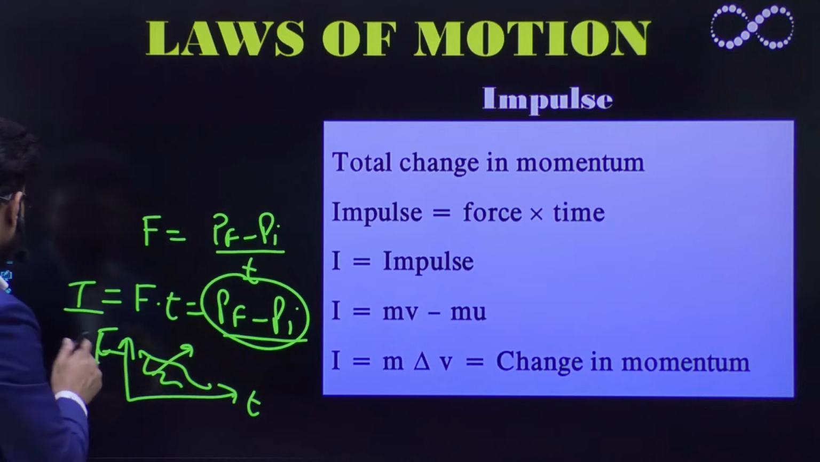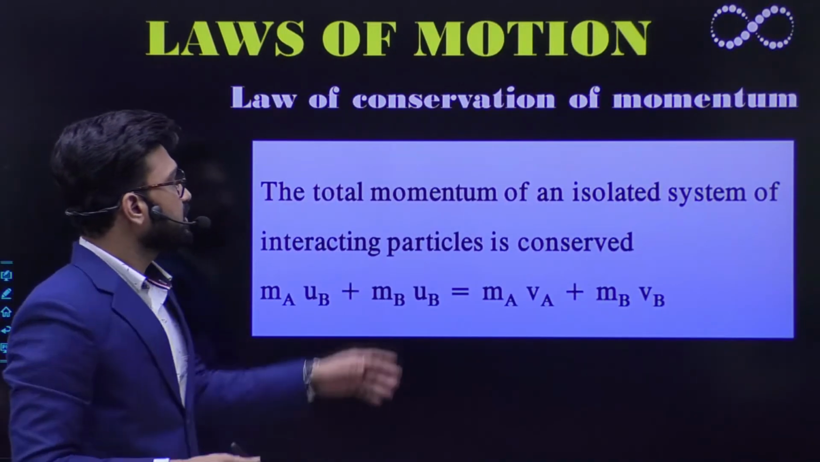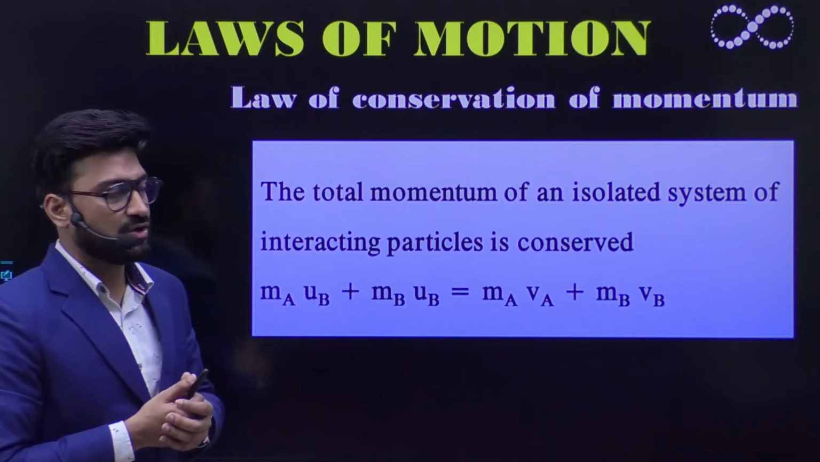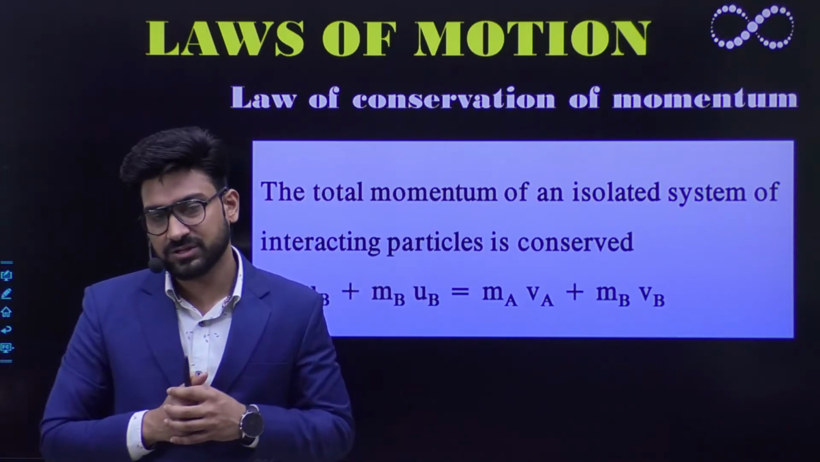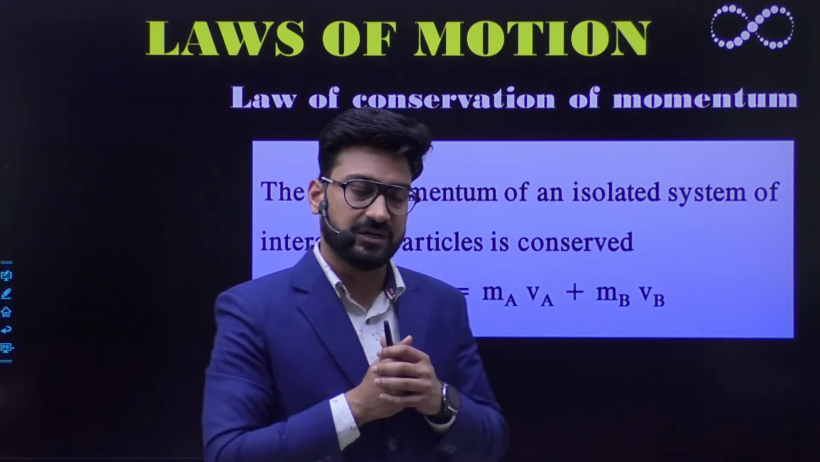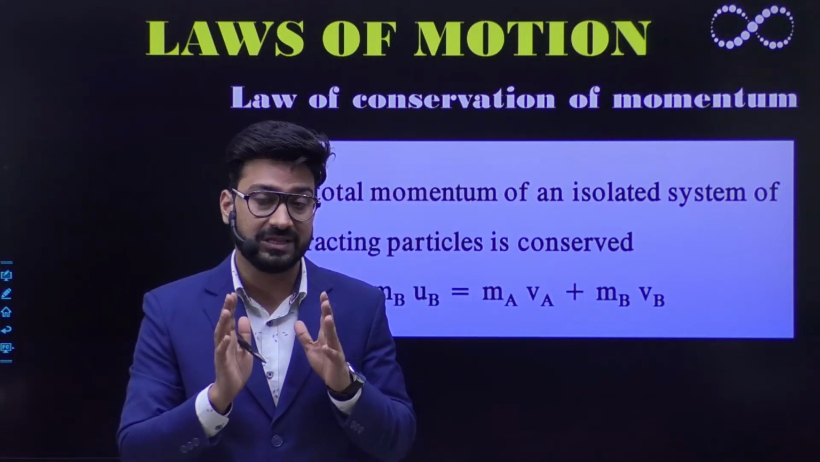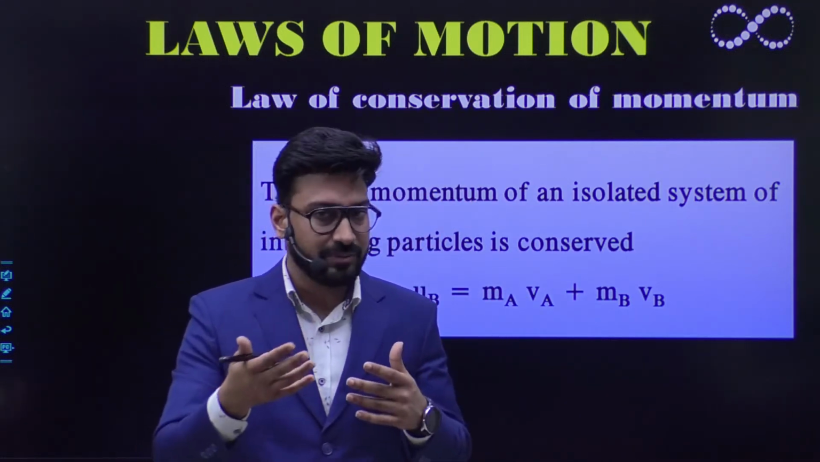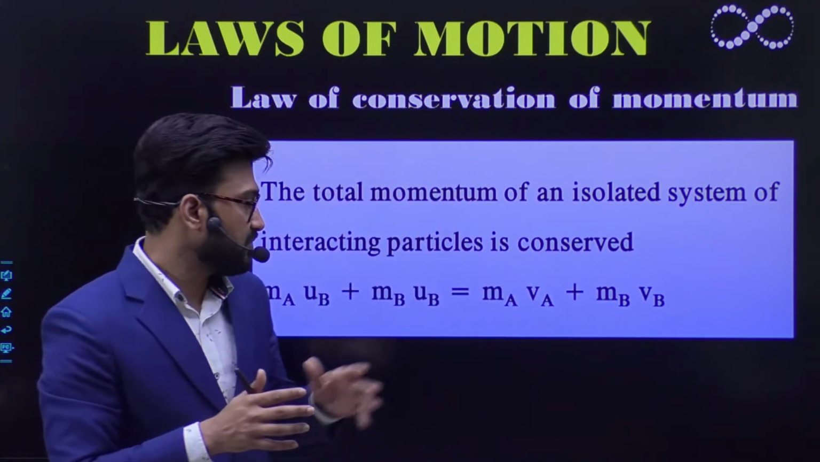Okay, so we'll be moving to the next formula now. The next formula is about law of conservation of momentum. Okay, when no external force acts on the system, so if nothing is acting on the system from outside, that means if no force is acting on the system, or that can also be classified as if no net force is acting on the system, then you can conserve momentum.